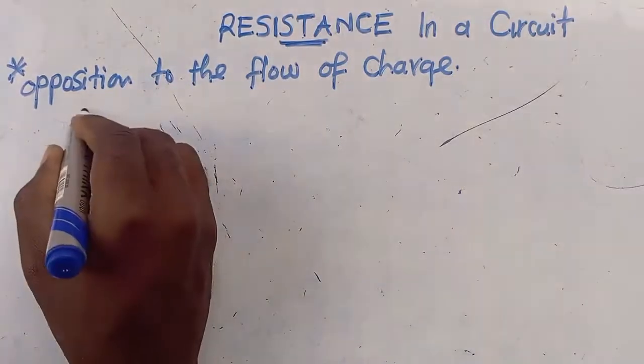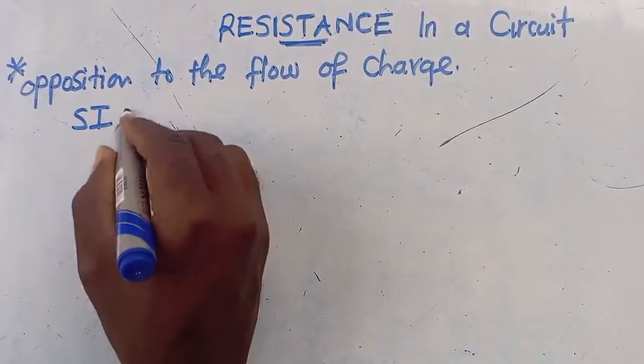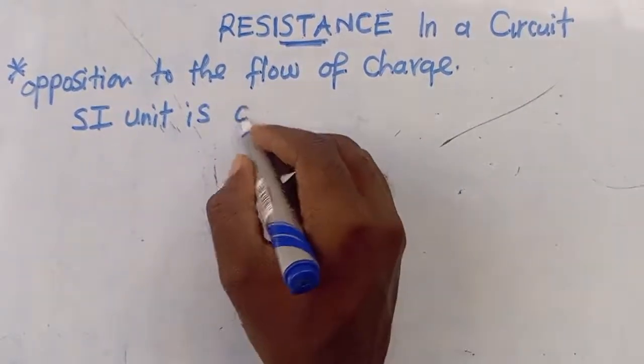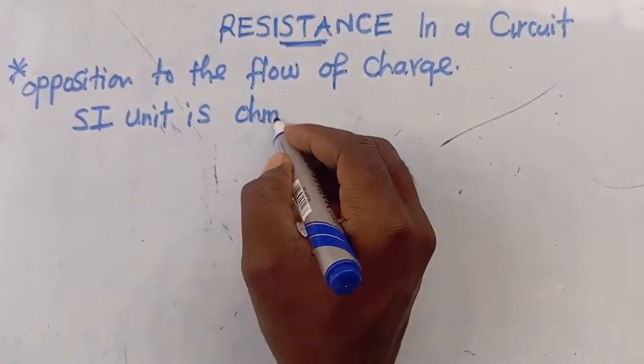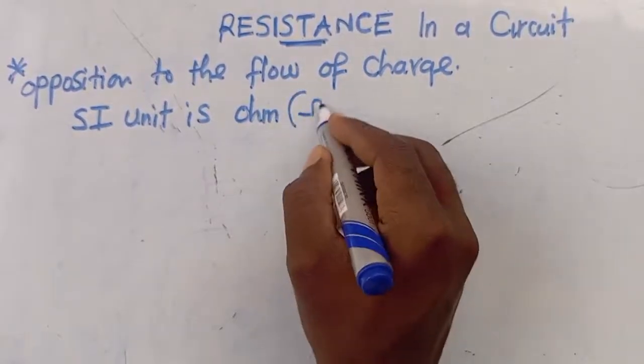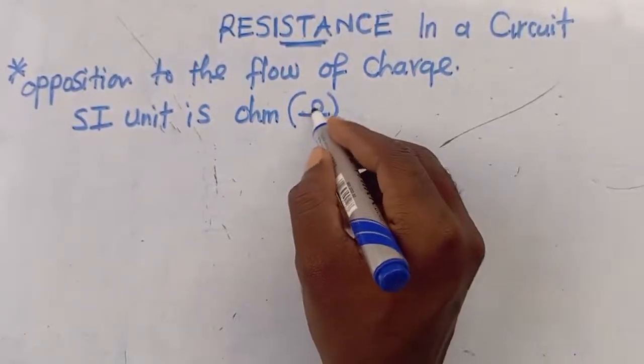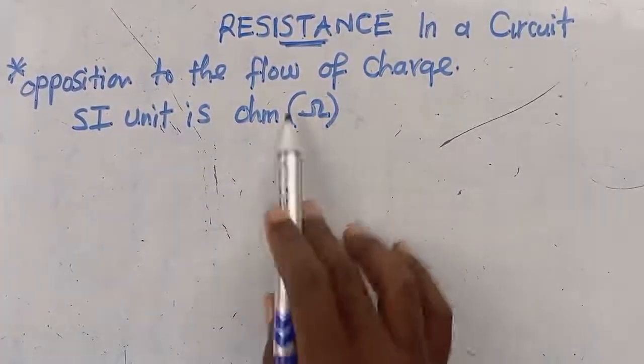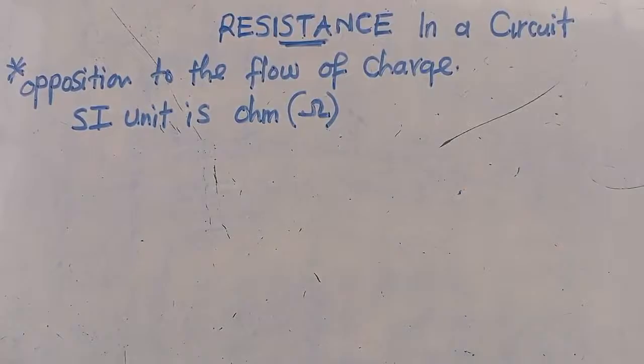And the SI unit for resistance is the ohm, like this. The symbol for ohm is this symbol. Have you seen that? So the SI unit is ohm, and the symbol is that one. That's what we need to understand.